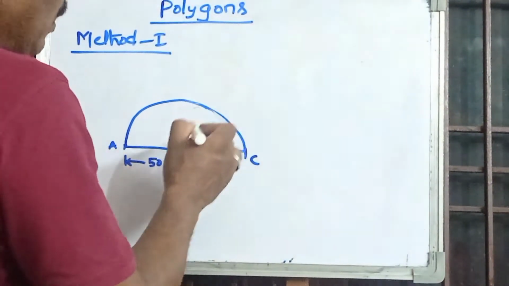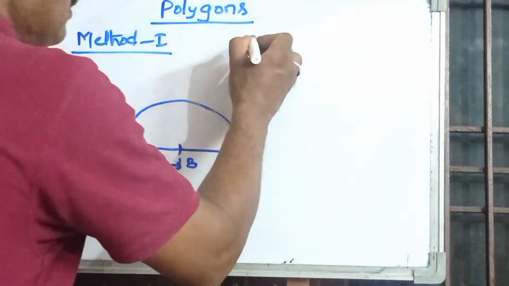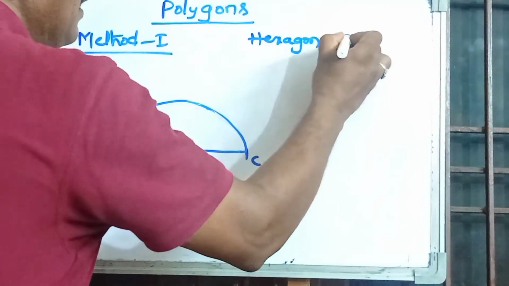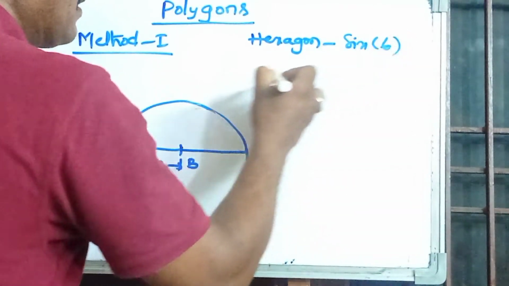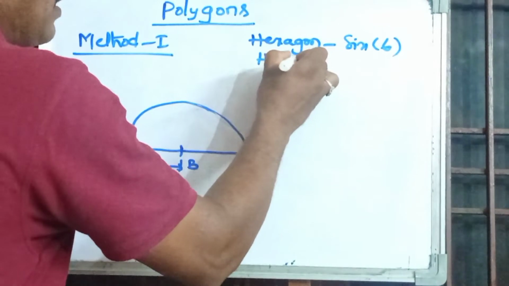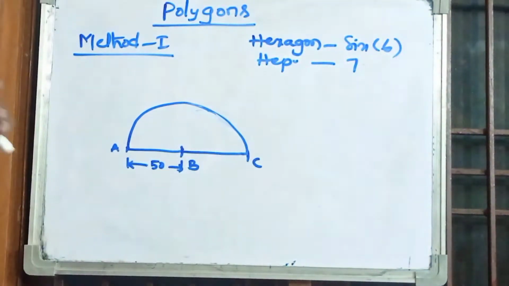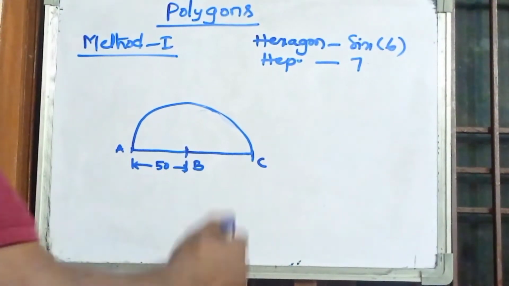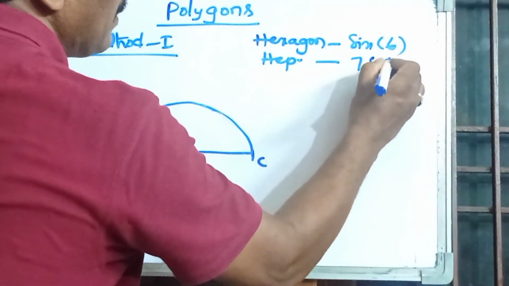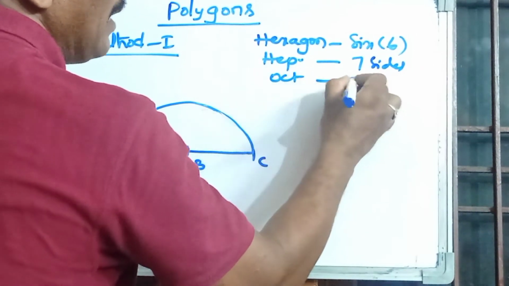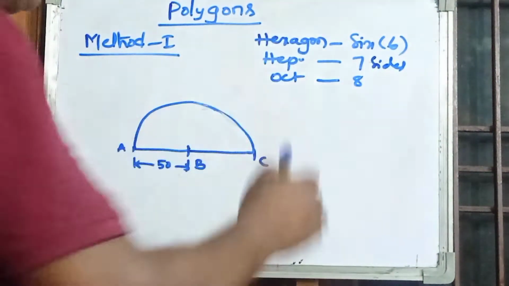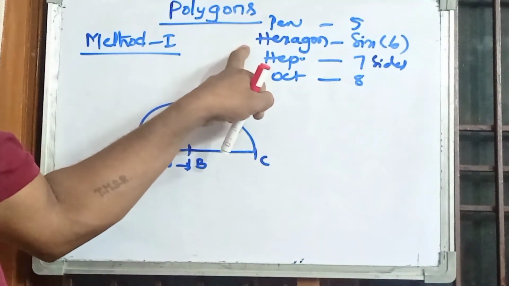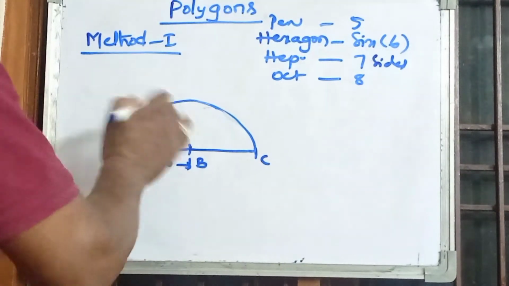Suppose you want to draw a pentagon or hexagon; assume that it is a hexagon. We know hexagon means six sides, heptagon means seven sides, octagon means eight sides, and pentagon means five sides. Suppose you want to draw a hexagon by using method one.